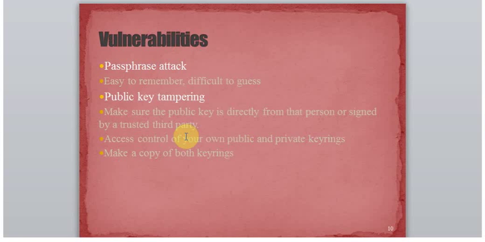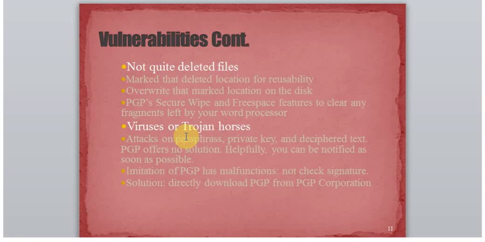Then the vulnerabilities that we face are a passphrase attack, so the passphrase should be easy to remember and difficult to guess, and then public key tampering. One must make sure that the public key is directly from the person or signed by a trusted third party, and the access control of our own public and private keys should be ensured, and we should make a copy of both the public and private keyrings.